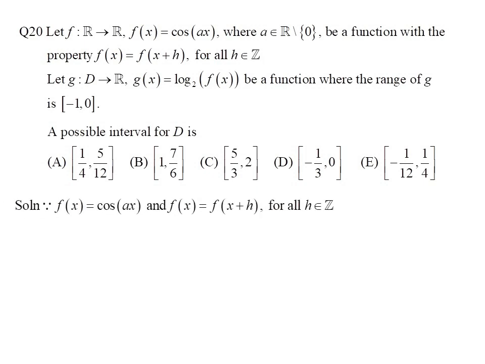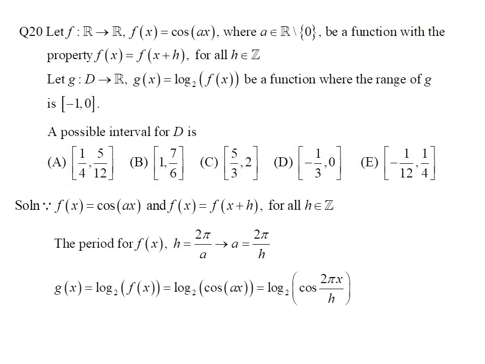Since f of x equals cosine of ax and f of x equals f of x plus h, obviously, f of x is a periodic function with the period h, which equals 2 pi over a, which implies that a equals 2 pi over h. Hence, g of x is written as logarithm base 2 of f of x, which equals logarithm base 2 of cosine of ax, which equals logarithm base 2 of cosine of 2 pi x over h.